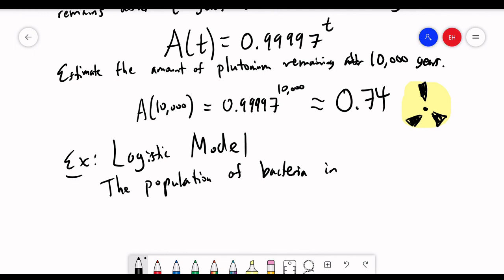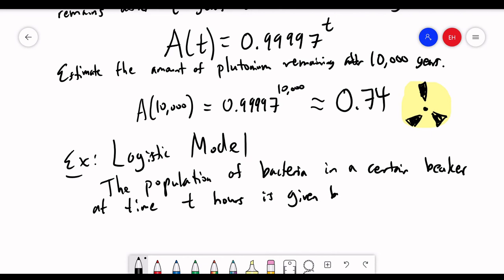Okay, so the last exponential model example is going to be the logistic model, and you use this for modeling certain populations where you want to have an upper limit on the population amount, which makes sense because no population is going to grow forever. So this is a pretty good model for a population.